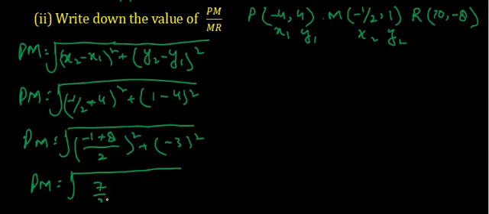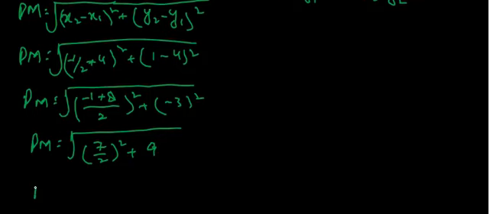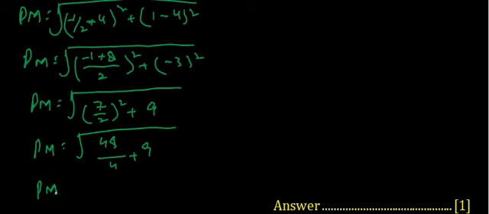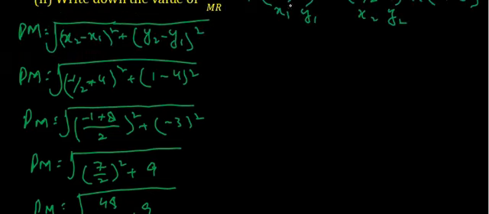Now PM can be written as the square root of (7 upon 2) squared plus 3 squared, which is 9. So PM is 49 upon 4 plus 9. We take the LCM 4, and it becomes 49 plus 36 upon 4. So PM becomes the square root of 85 upon 4.